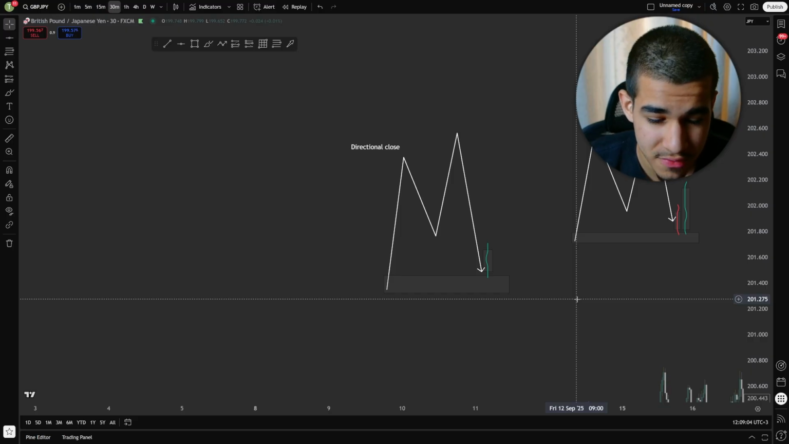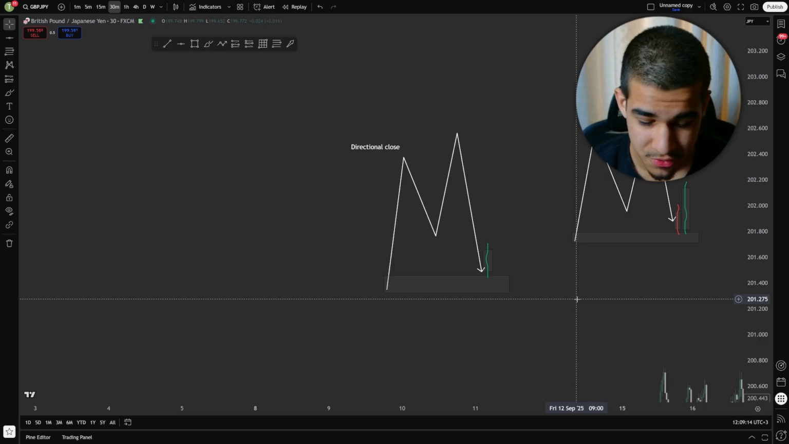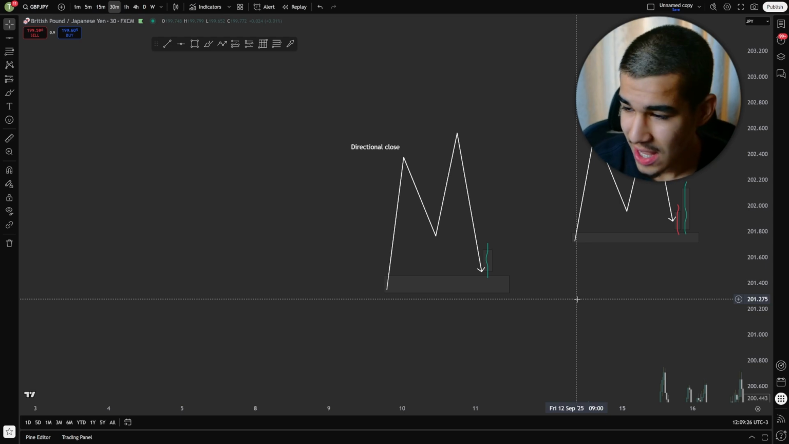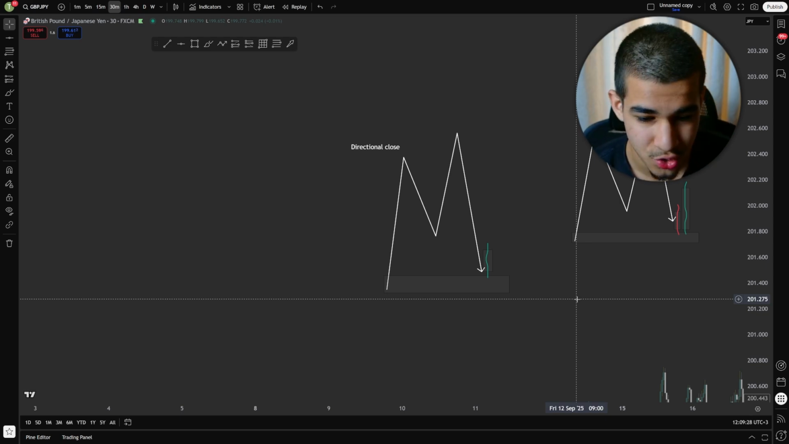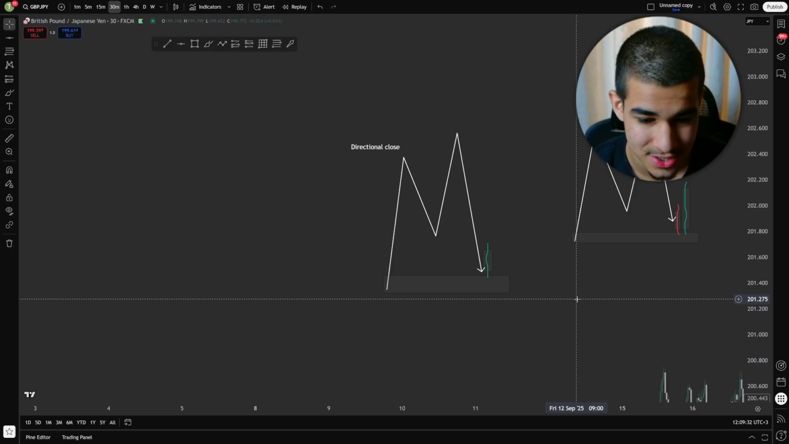So on a directional close, you enter on the first bullish candle to react from your demand zone. If it reacts bearish, you would not enter, because you need a directional bullish close from your demand zone, and also your wick or your body is not allowed to go through the zone, or close inside the zone. So you need to have a wick reaction.